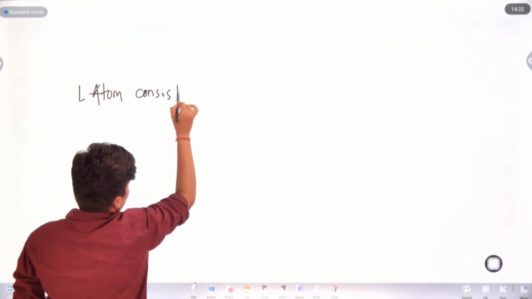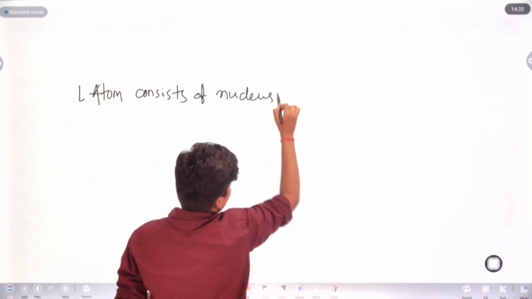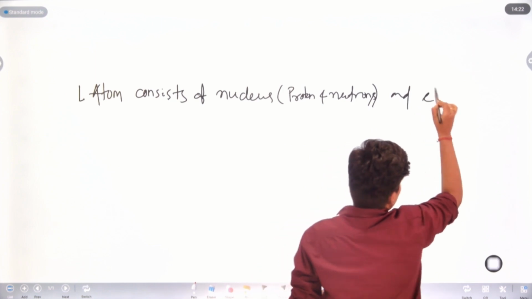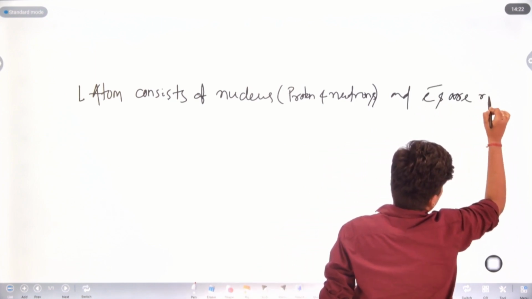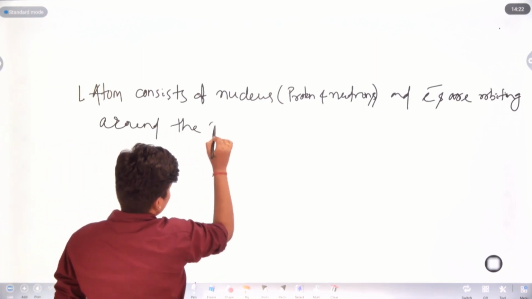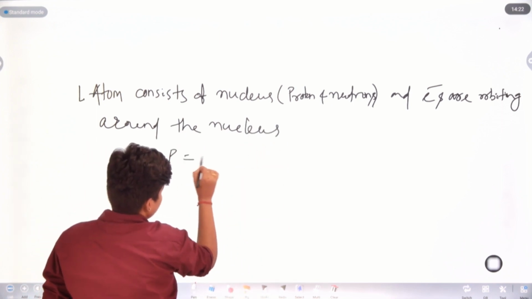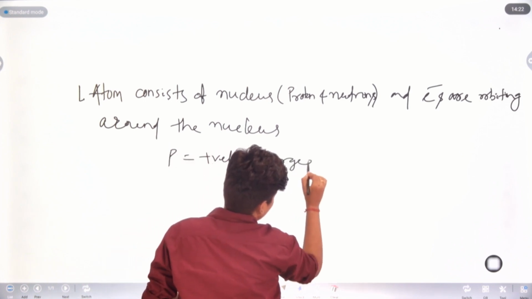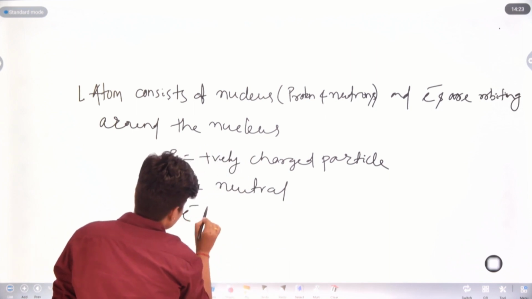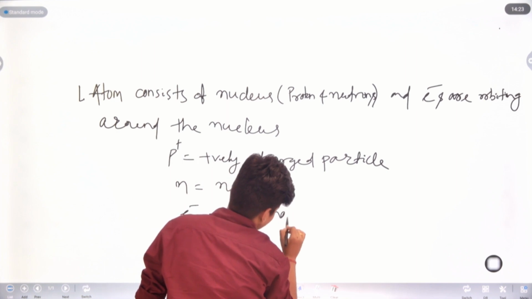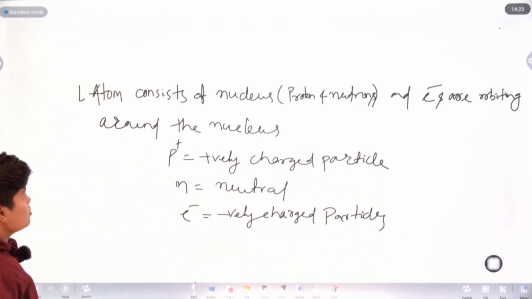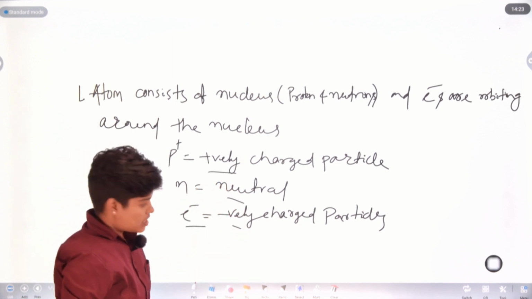An atom consists of a nucleus. In the nucleus, protons and neutrons are there, and electrons are orbiting around the nucleus, as you all know. Protons are positively charged particles, neutrons are neutral, and electrons are negatively charged particles. An atom consists of three fundamental particles: protons, neutrons, and electrons.